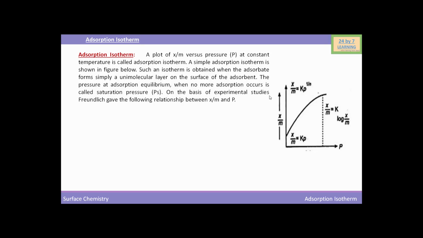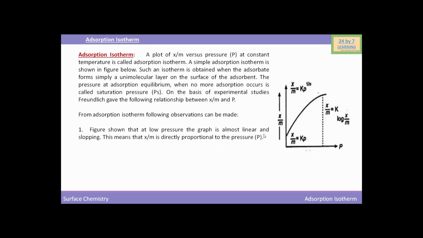On the basis of experimental studies, Freundlich gave the following relationship between the extent of adsorption and pressure. For adsorption isotherm, the following observations can be made. Number one, if you see in this graph, at low pressure, the graph is almost linear and sloping. This means that x by m, that is extent of adsorption, is directly proportional to the pressure. This can be expressed as x by m directly proportional to p. This can also be written as x by m is equal to Kp. Here K is the constant.